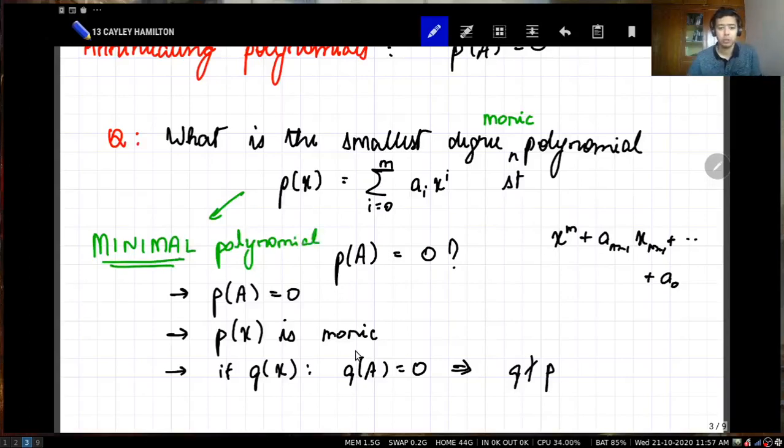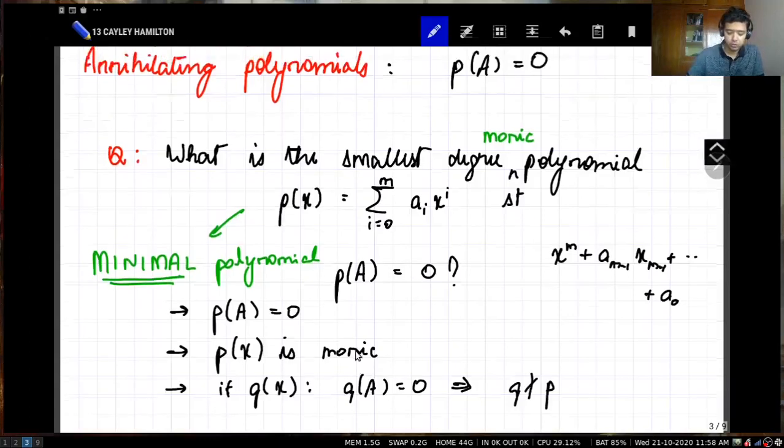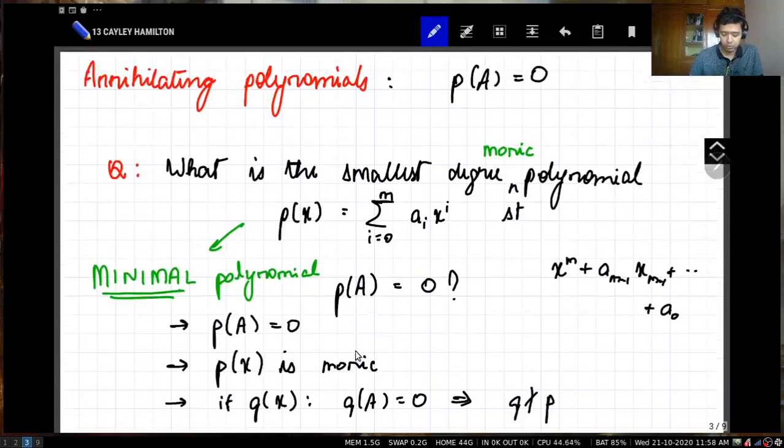So the minimal polynomial of A is a polynomial which satisfies p of A equal to 0. P of x must be monic, and if you have any other annihilating polynomial of A, then it cannot have a degree lower than p, it must be divisible by p. Okay, so our goal is to find the minimal polynomial of A. And why are we interested in the minimal polynomial at all?